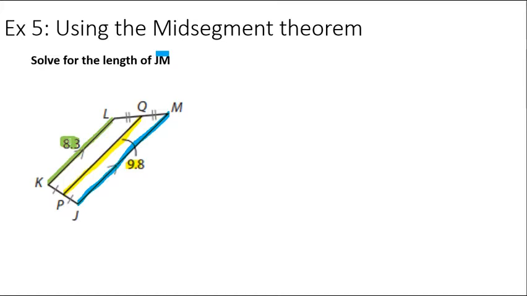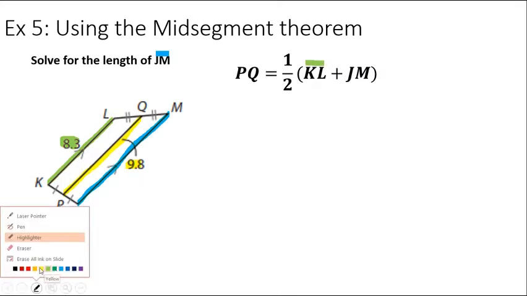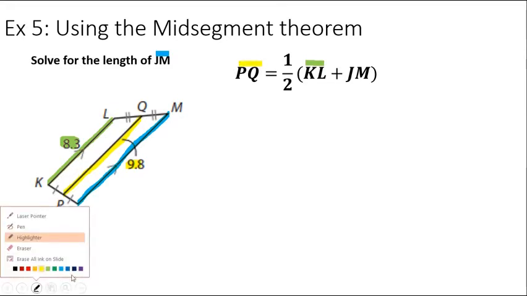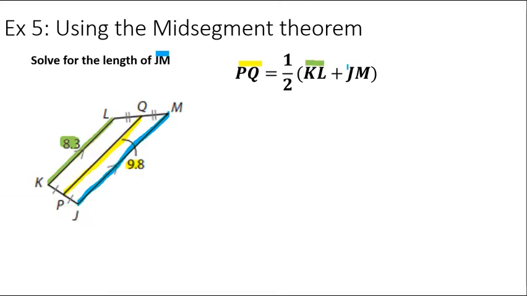So when you set up the formula, it's still the midsegment PQ is half of the sum of the two bases. So we know that KL is 8.3. They give us PQ, which is 9.8. So we're trying to solve for JM, which is that right there. So when we substitute in the values, you know PQ is 9.8, KL is 8.3, and then JM, we don't know what that is.